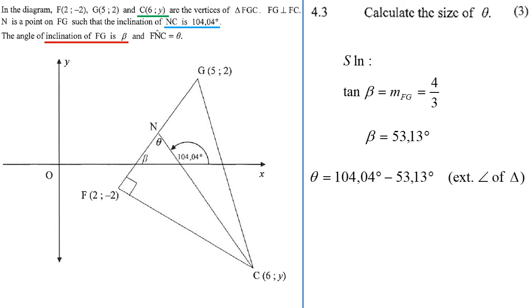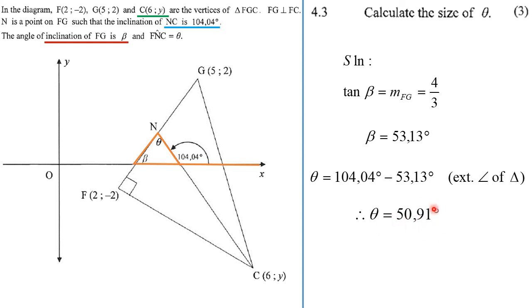Okay, but now you must put your reason in brackets, to say the exterior angle of a triangle. The exterior angle of a triangle is equal to the sum of the two opposite interior angles. As a result, theta, which is also an acute angle, is equal to 104,04 degrees minus 53,1 degrees, which is equal to 50,91 degrees.